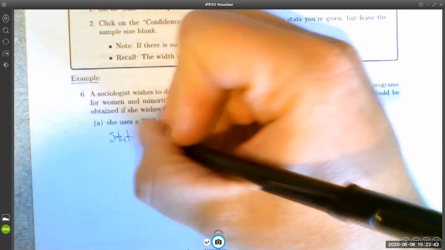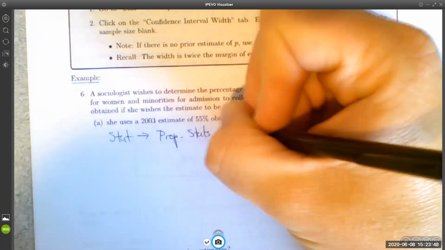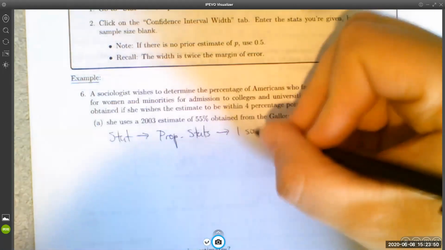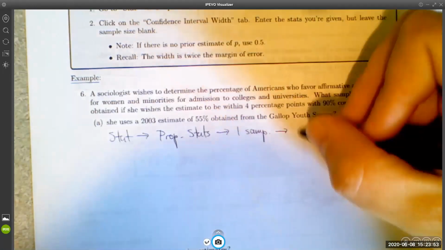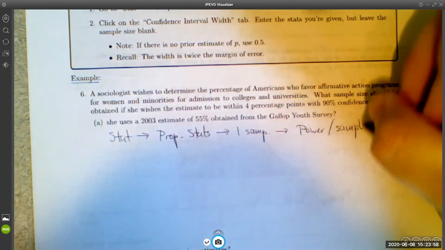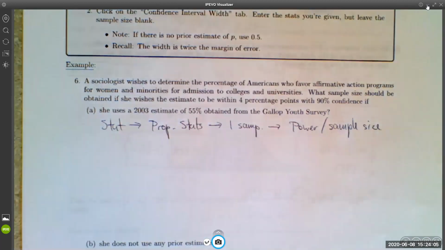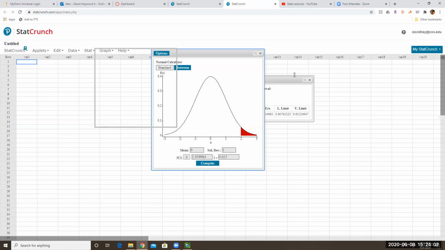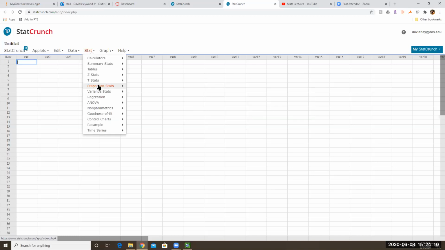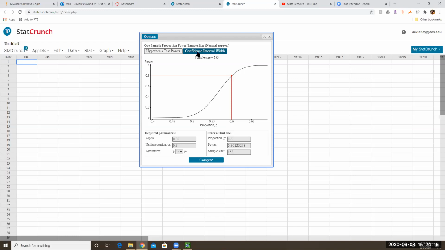We're going to go to Stat, Proportion Stats, one sample, and then Power/sample size. Okay, so let's go there to see what it looks like. Stat, Proportion Stats, one sample, Power/sample size. We want to click on the confidence interval width.